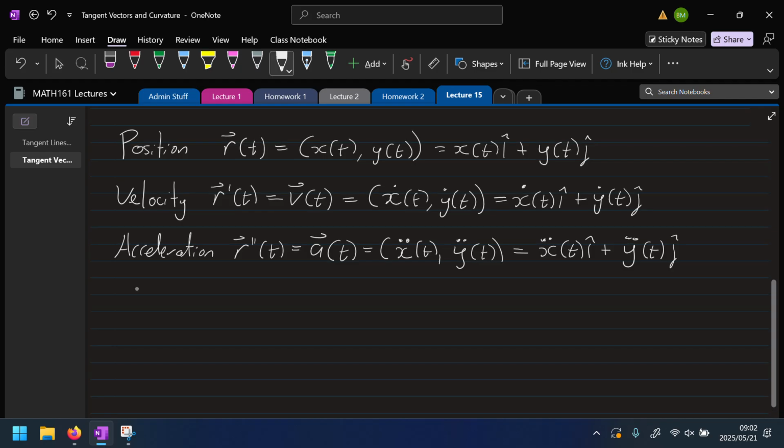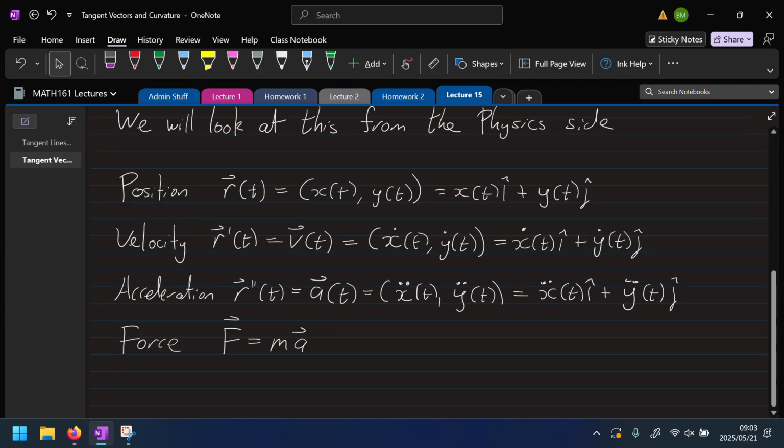And finally, the force. That's just your mass times acceleration. So once you have your acceleration vector, then your force vector is just mass times acceleration. You know all of that stuff there. Let's look at an example.